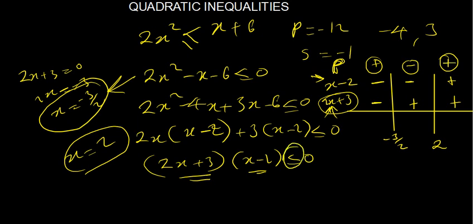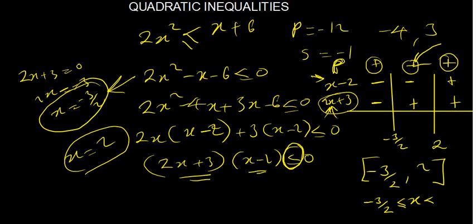So we want where it is less than or equal to. Something that is less than 0 is negative. So we want where the product of the signs is negative. So the answer is between negative 3 over 2 and 2. But because it was less than or equal to, we are including both of these. So that will be our answer, which we can also write as negative 3 over 2 is less than or equal to x, and x is less than or equal to 2. So it is all the same in those two ways.